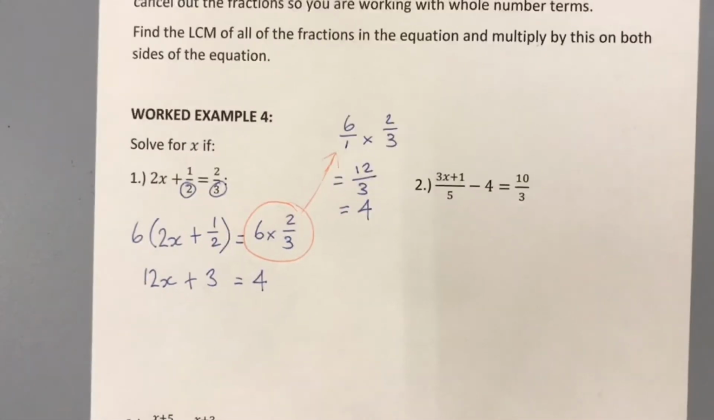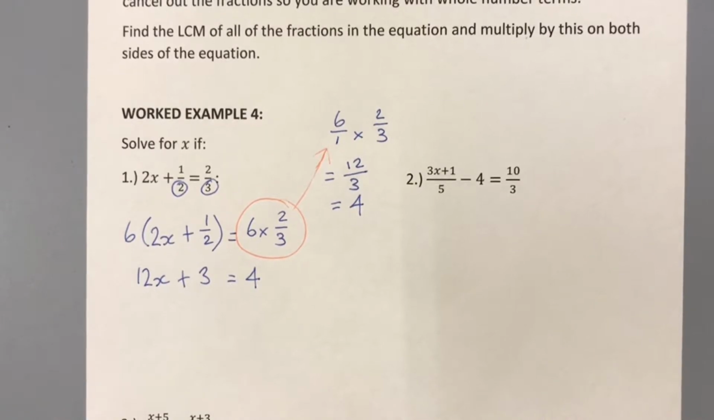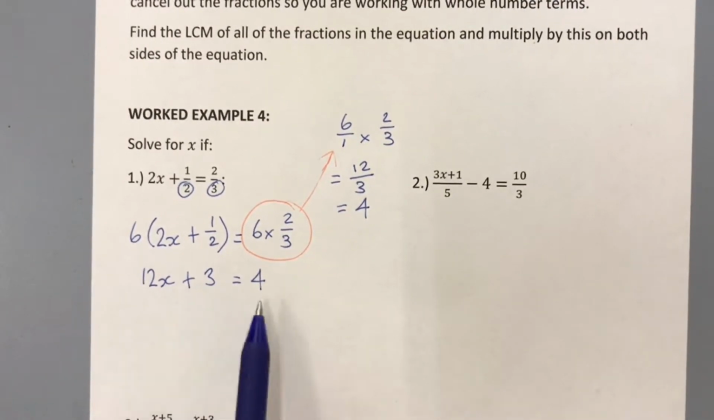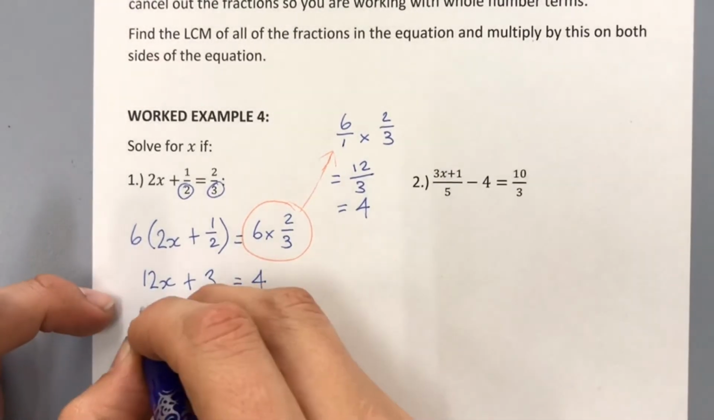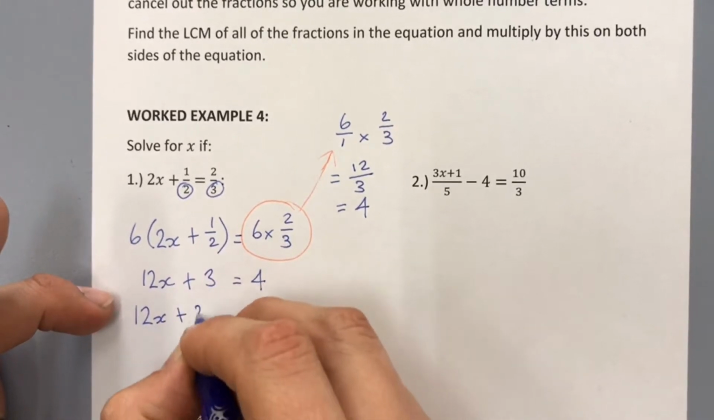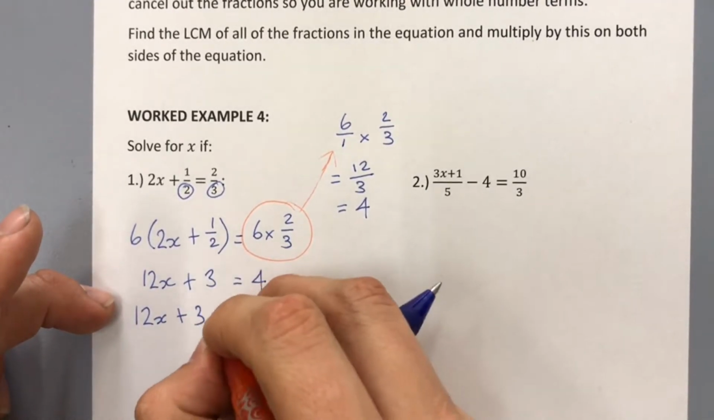And now this just becomes a linear equation like what we have been solving, okay? We're looking at taking 3 from both sides. Do you want a full solution, or are you happy just to... Yeah, you want the steps in between? Okay. So if we're looking at 12x plus 3, we're taking away 3 from both sides.